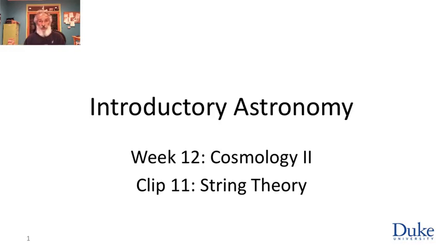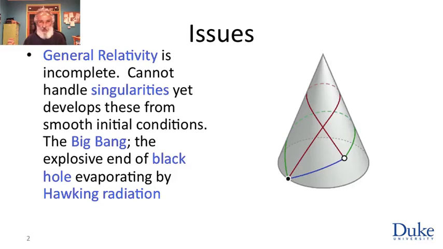So let's recall what the problem is that string theory tries to address. At a theoretical level, the issue is that general relativity is an incomplete theory. It cannot possibly be the full theory of gravitation. The reason is that there are singularities in which general relativity is indeterminate.